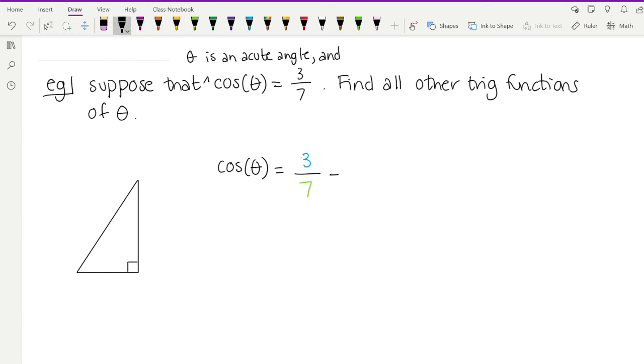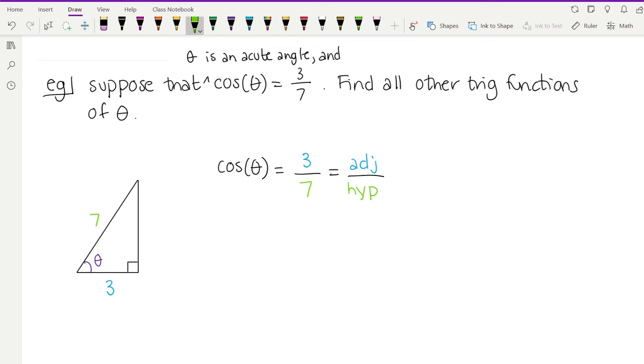So the 3 part, well, that has to represent the adjacent side. And then the 7 part, that has to represent the hypotenuse. And so we can go ahead and maybe label this angle theta, right? Because it looks like this is the shorter side. And so that would be the adjacent side, and that would be 3. And then the hypotenuse would be 7.